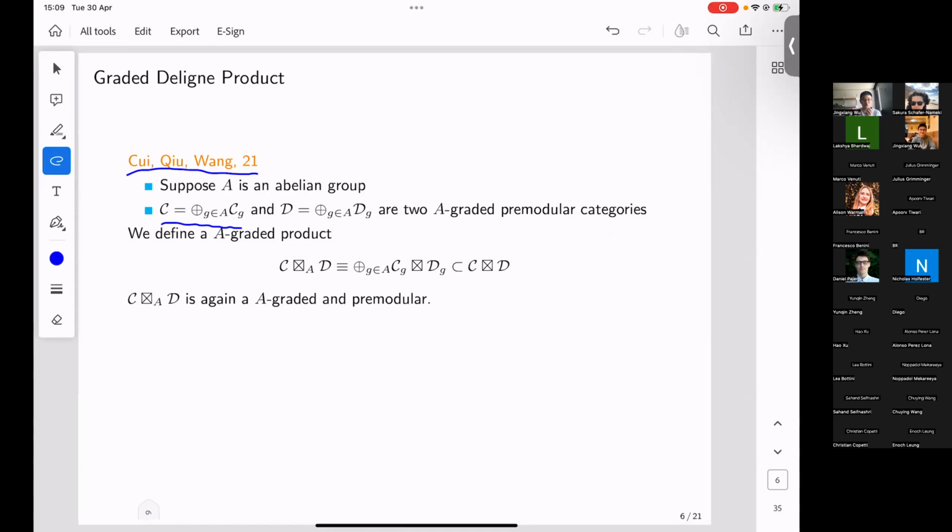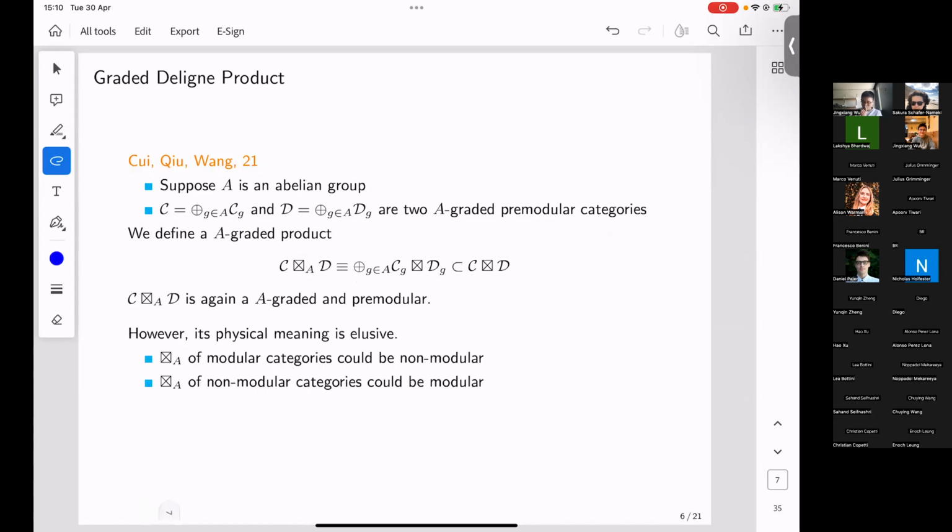So suppose you have 2 MTCs. Now, sorry, if you have 2 pre-modular categories, they are both graded by A, you can define a product that takes the tensor product of each individual graded component. So this is a subcategory of the usual Deligne product, and it's known to be pre-modular. And of course, by construction, this is again A-graded.